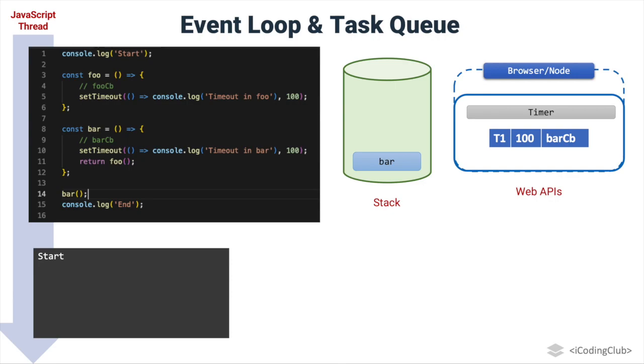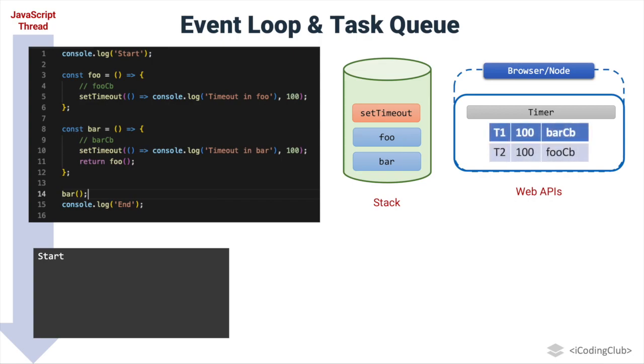It will reach line number 11, where it sees there is a foo. So it will go inside the foo function, and there it sees another setTimeout. So the same set of events will be repeated. We will get foo in the stack, and then we'll get a setTimeout. Here we have another callback, so it will get registered in the web API system. And with this, the job of setTimeout is also over.